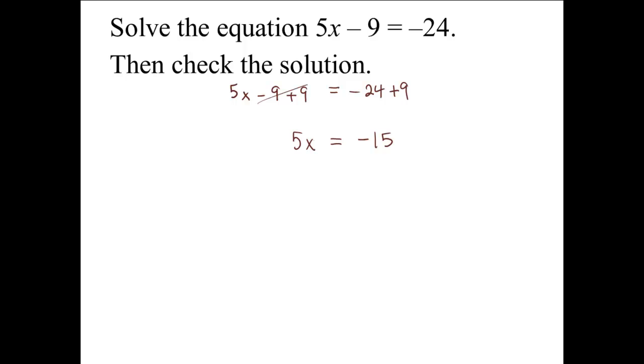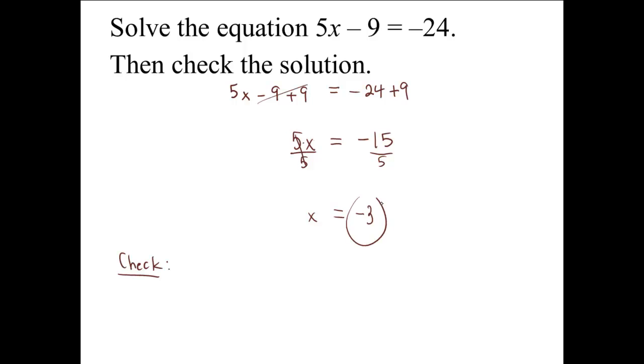To solve for x, realizing that 5x means 5 times x, and that we should apply the inverse of multiplication, which is division, we divide both sides of this equation by 5. 5 divided by 5 is 1. We have 1 times x, or more simply x, equals negative 15 divided by 5, which is 3, and negative divided by positive is negative. So x equals negative 3 is the solution.